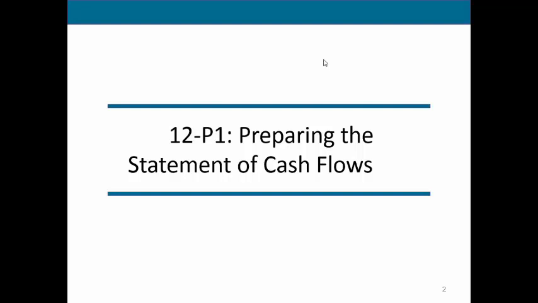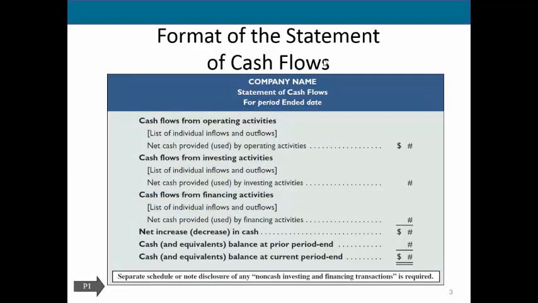But the indirect method gives us more information. And what the indirect method does is it shows us what our net income is, and then it helps us to see the difference between our cash coming in or our cash going out and our net income or our net loss. So it helps reconcile the difference between our income and the cash that has actually changed hands. So it gives us more information.